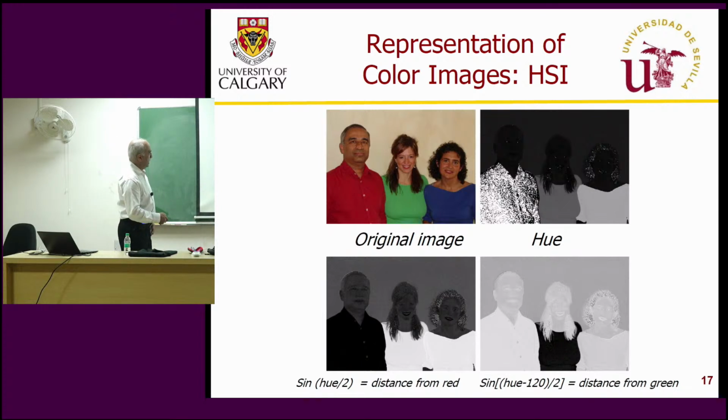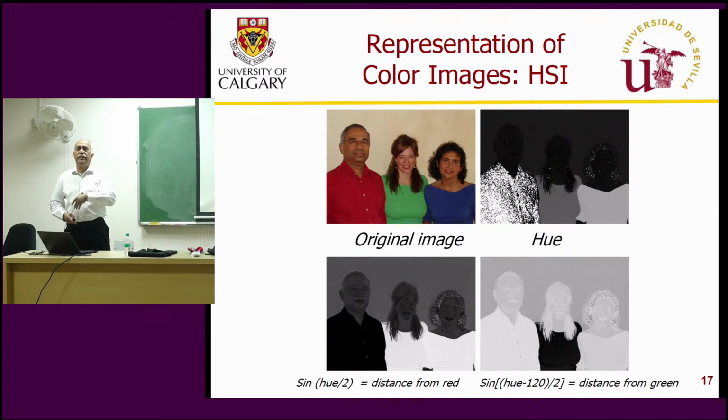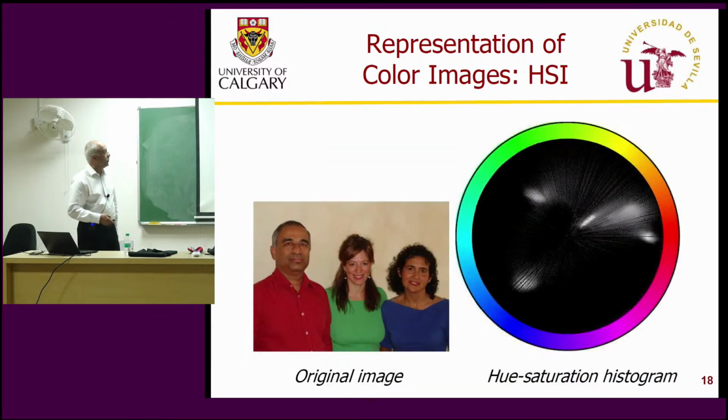You can then display sine of hue over 2. Sine of hue of 120 divided by 2 is distance from green. So this is green, so the distance is 0. And red and blue are equidistant from green. So these two regions have the same distance. So you can take a distance measure and then analyze color with reference to some color. Then you can overcome some of these limitations of representation of hue in angle.